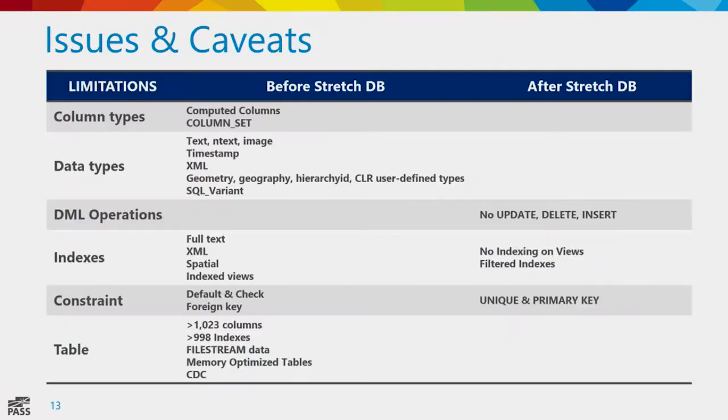We have simple issues and caveats. What are the issues and caveats? If you have any column types that have column set and computed column, that is not eligible for stretch. I have only simple 3 columns here. One is a limitation, the other one is before enabling stretch, and the other one is after enabling the stretch. If you have any table that has data types like text, ntext, image, timestamp, then those tables are not eligible for your stretch.